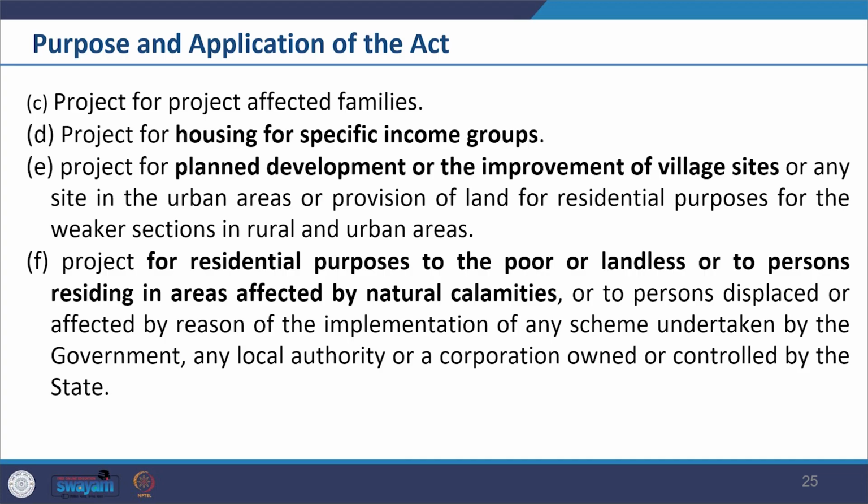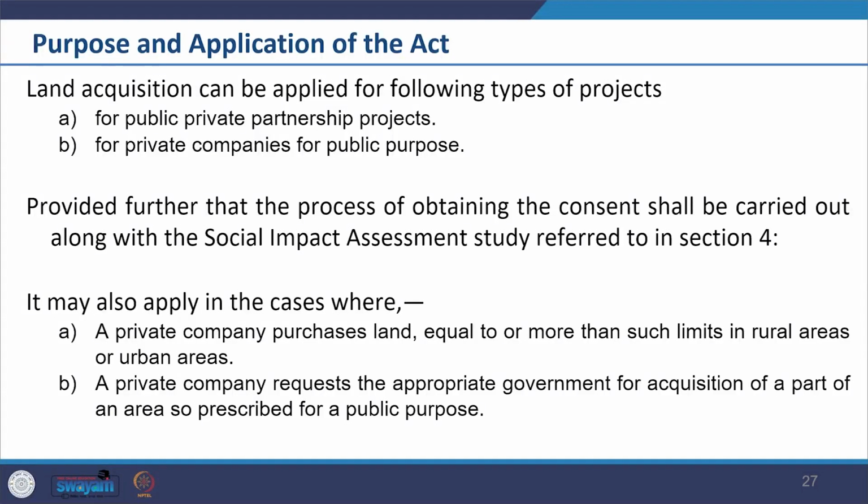So the projects for housing for specific income groups, projects for planned development or improvement of village sites, projects for residential purposes for the poor or landless or for persons residing in areas affected by natural calamities. So whenever such housing projects are created, that would also be included in the list. So land acquisition can be applied for the following types of projects: public-private partnership projects, and also private companies for public purpose, that would also be included.